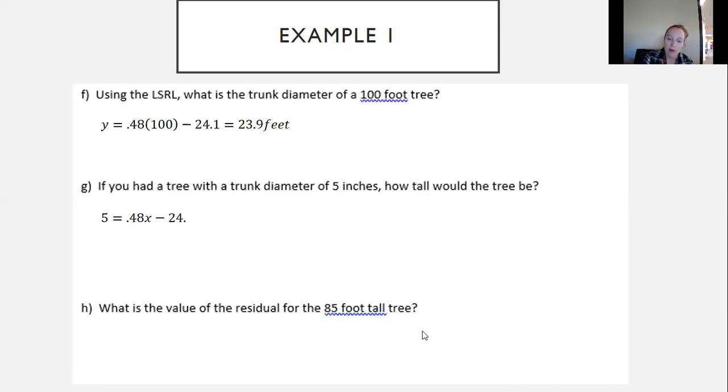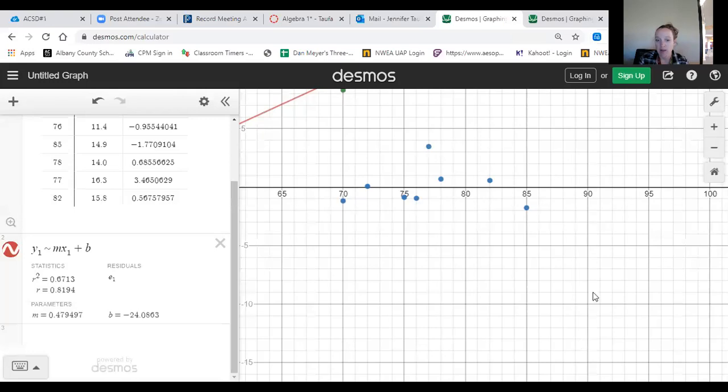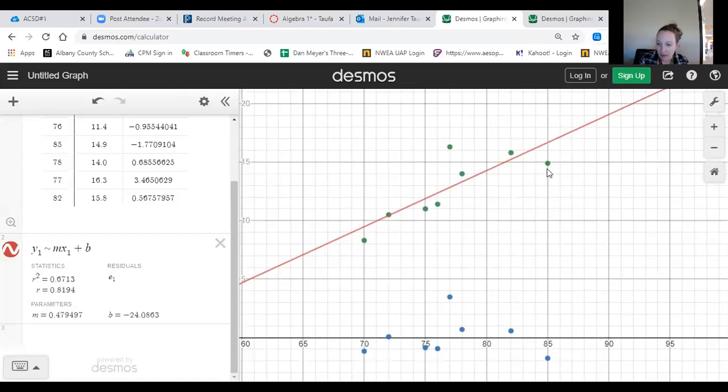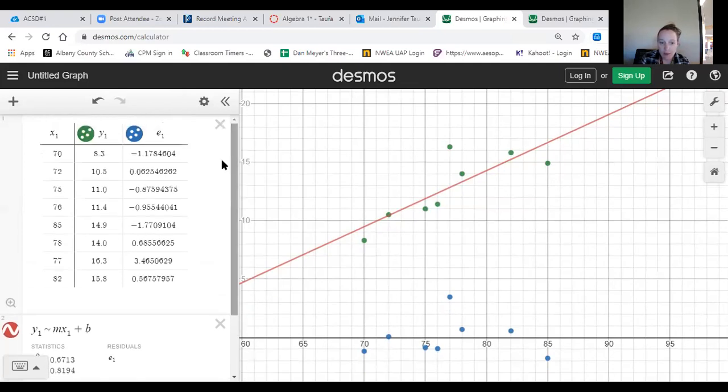Okay, last question. What is the value of the residual for the 85-foot tree? Remember, we're going back to Desmos. Residuals just tell us how far away our line is from the actual data. I'm looking here at 85, at that point right there. How far away is it? Well, you can calculate that. It's just actual minus predicted value, your y values. But in Desmos, once you click that, it's right here. For 85, it's -1.770914. That's the distance between that point and the red line.